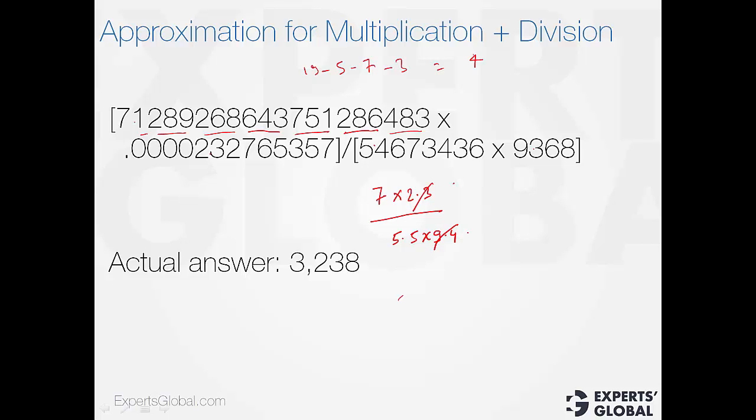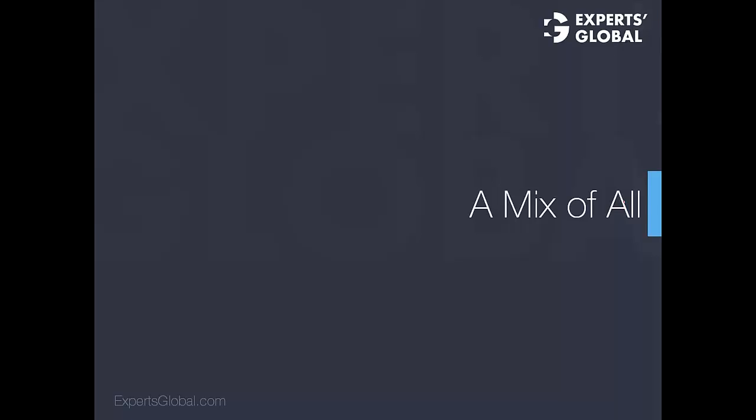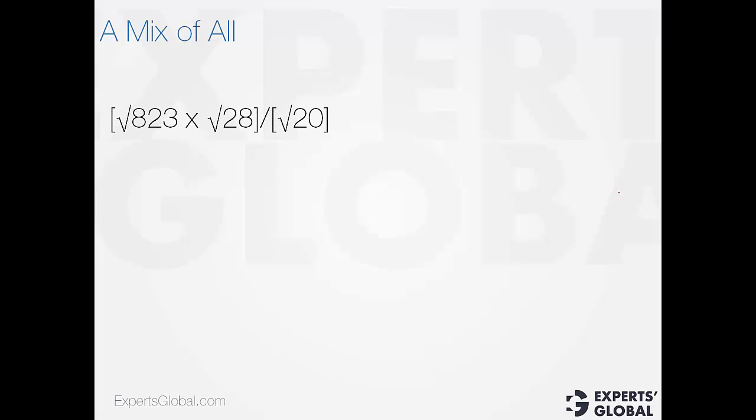So this is approximately 4. 7 upon 22 is approximately the value of pi, I know that. That's 3.14 into 10 raised to power 4. So 3140 is what I want. 3238 is the real value. So very, very close. A mix of all, really, really inhuman. Okay, not very inhuman.